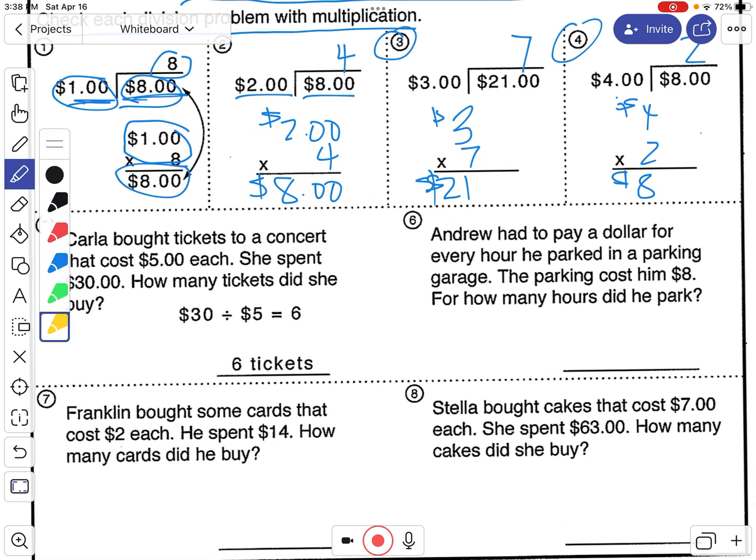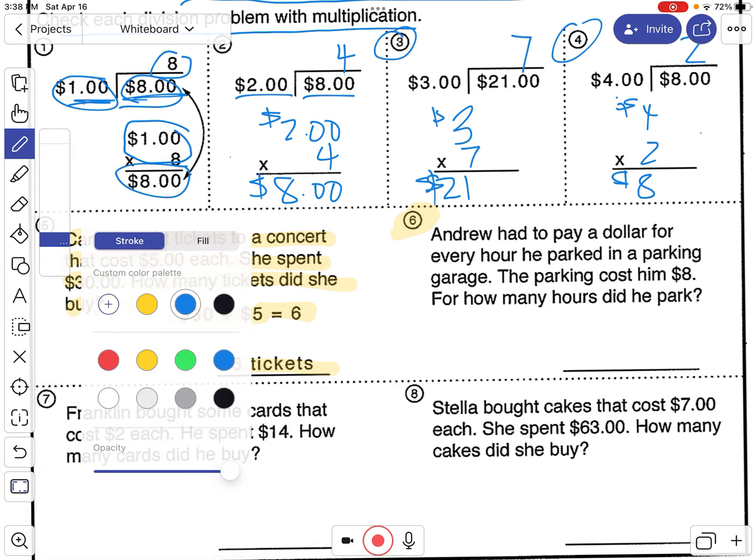Okay, now here's some word problems that are using money divided by money. Use my highlighter here. Carla bought tickets to a concert that cost $5 each. She spent $30. How many tickets did she buy? She spent $30 and she split that $30 up into $5 each. She would have bought 6 tickets because 6 times 5 is 30. 6 tickets. Easy, easy. Okay, pause the video, do number 6, then turn it back on for the answer.